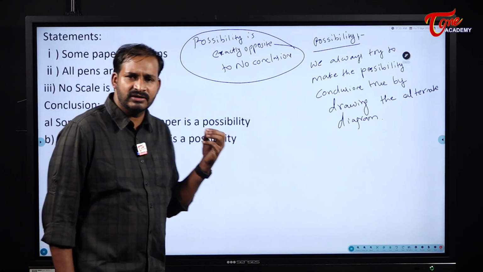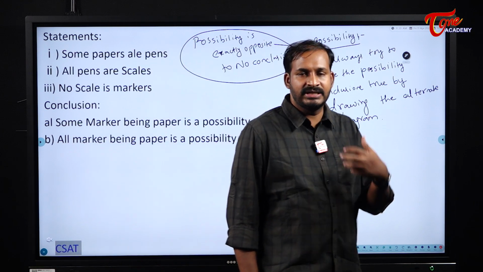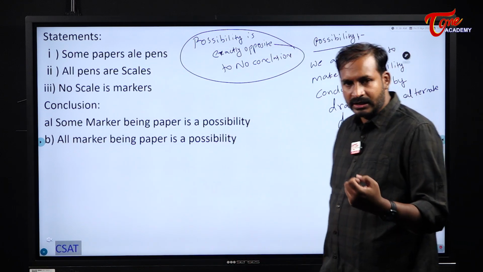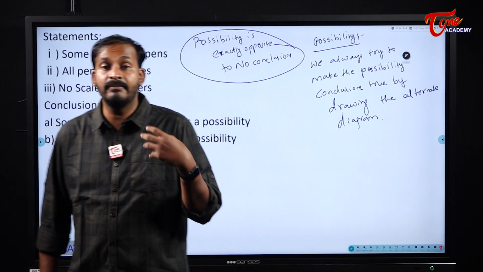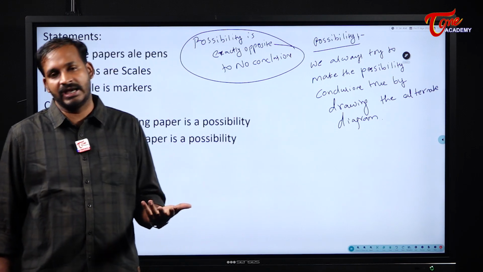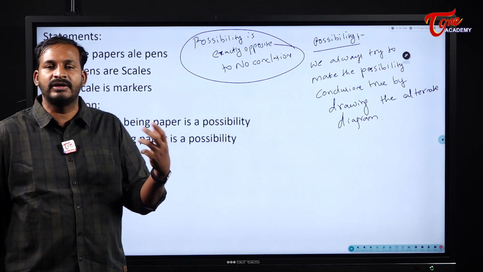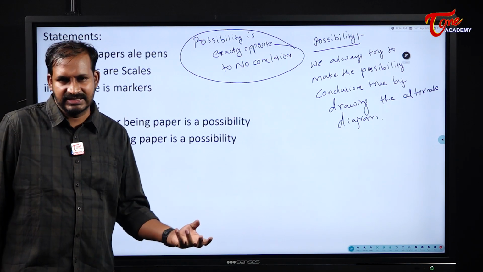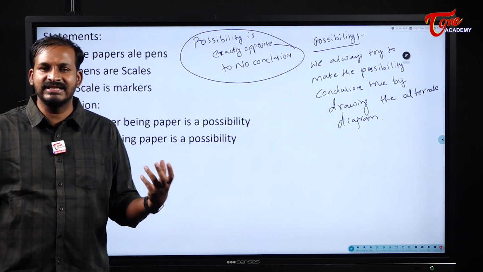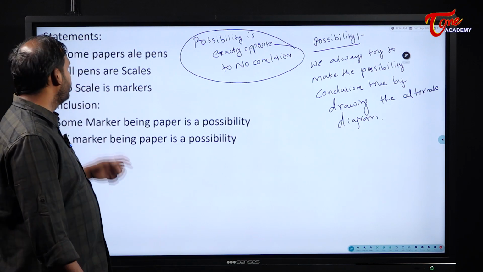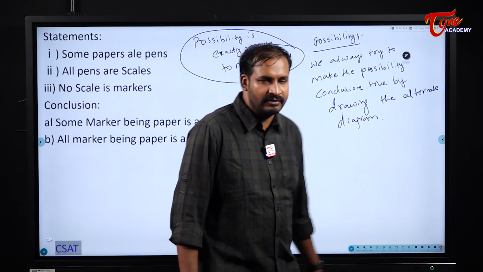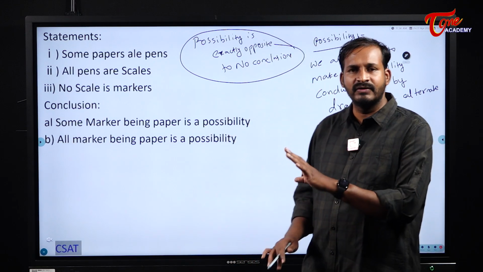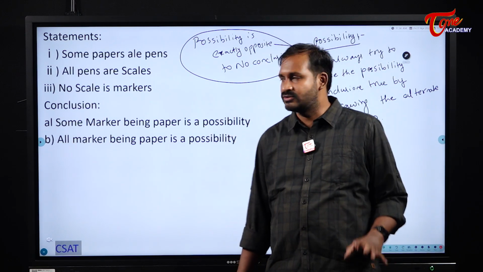The chances of a question from this area are very, very less, but still we need to learn it. So definitely we will try to make them true by drawing an alternate diagram also. Why? Because possibility is nothing but a chance. Now see here, we will draw the basic diagram first of all. Whatever the given set of conclusions, we will always draw the basic diagram, students. There is no doubt in that.